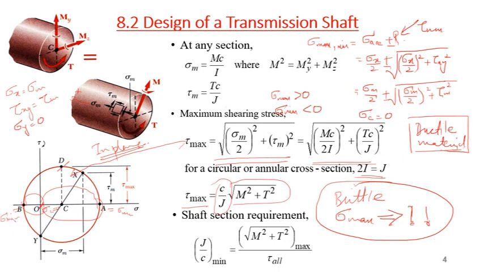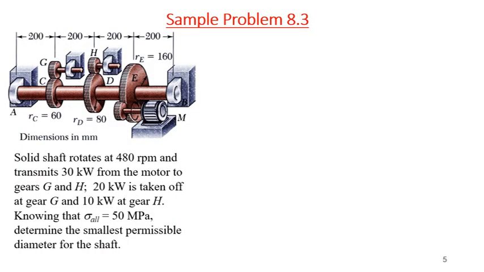We will see a problem, and we will find out what this max value means over here. And tau allowable is how much allowable shearing stress there is, depending on the material. Okay, let's see a sample problem. It will make it clear.